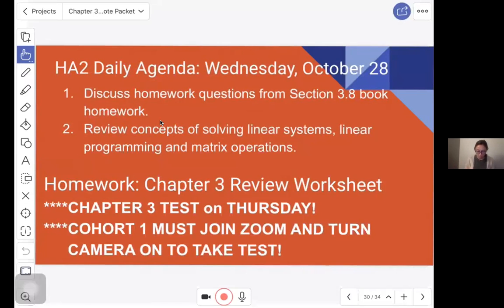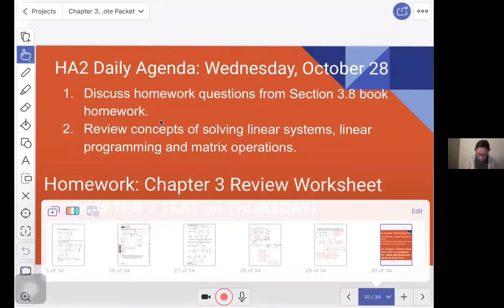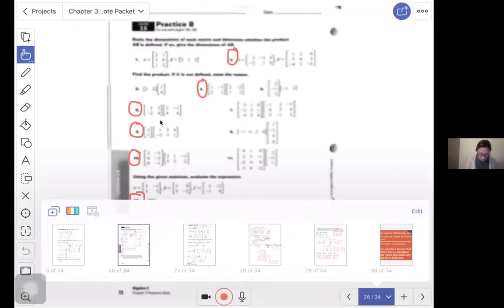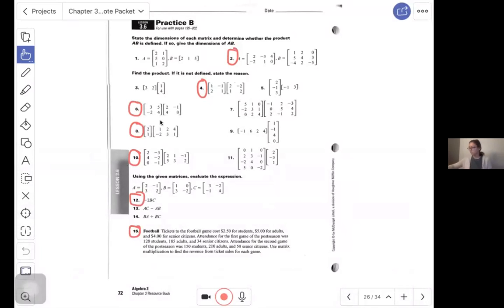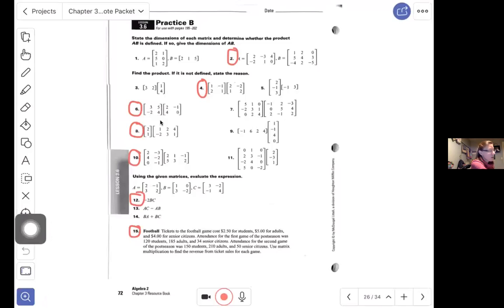Let's go over to that practice worksheet. We are going to look at number 15. It was this worksheet. I'll give you a second to pull that up. It's talking about tickets at a football game and attendance. This was the worksheet that was due yesterday, in case you're confused. I saw a lot of miscorrectly represented matrices from this problem, so that's why we want to discuss it.